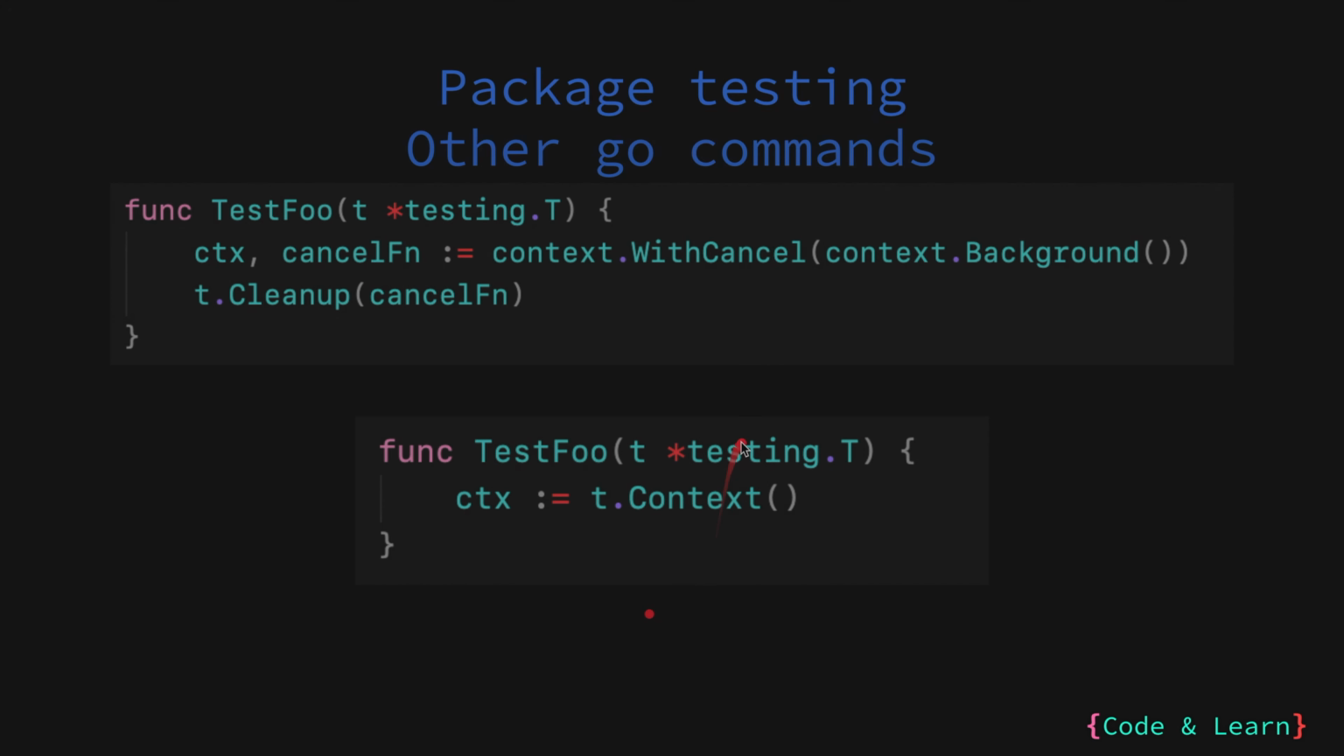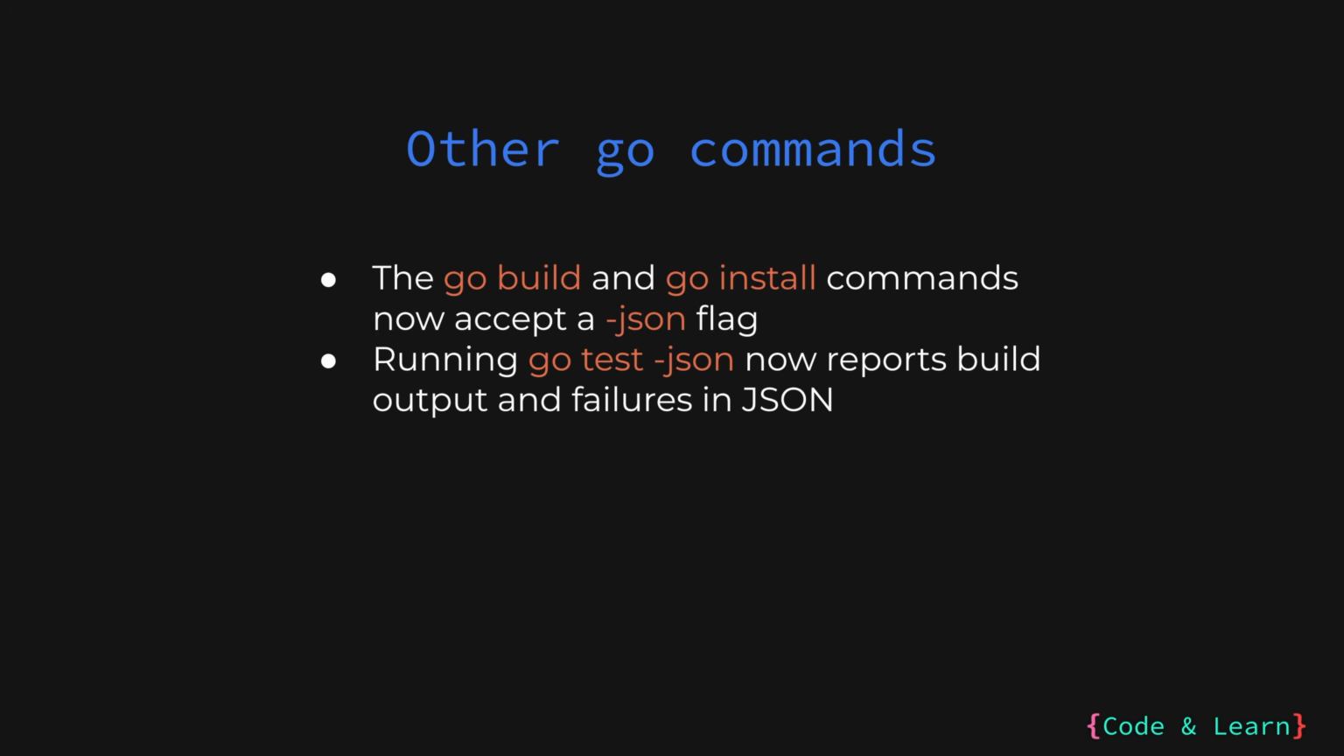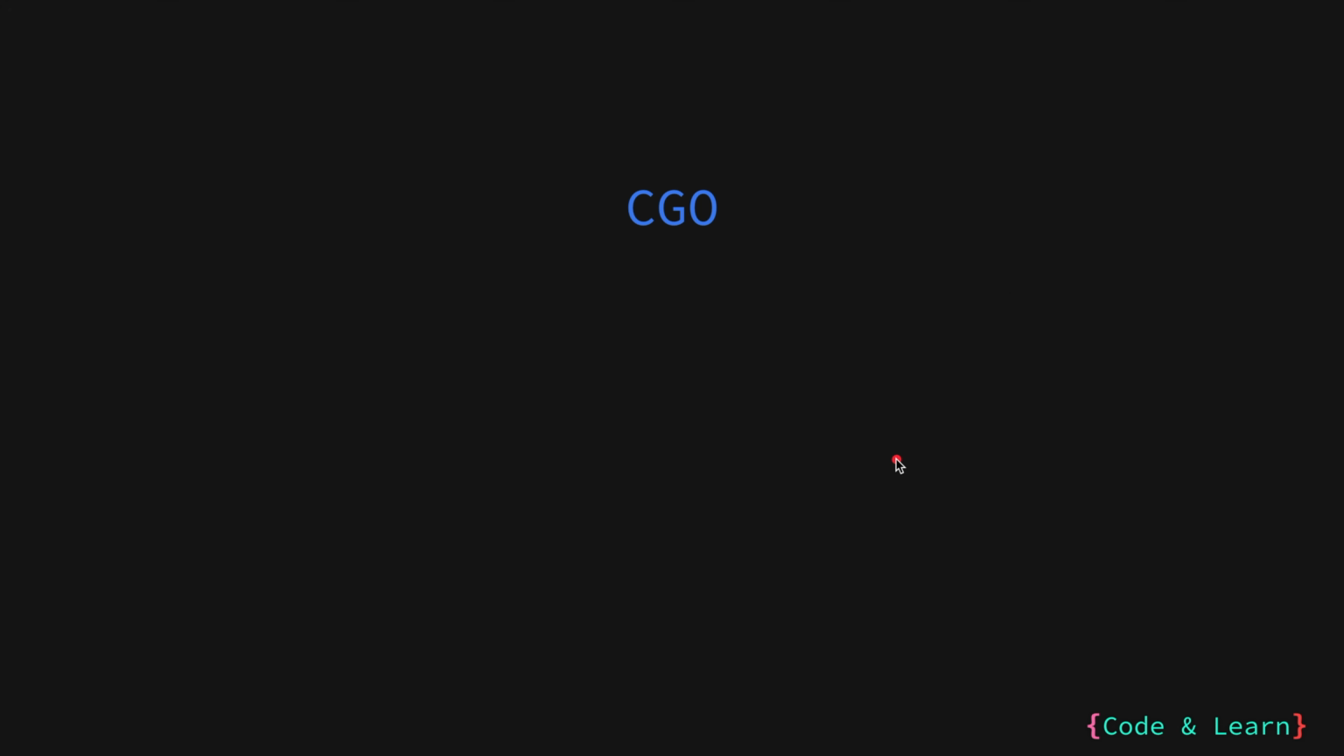a test or benchmark. Changes to the go command include that the go build and go install commands now support a -json flag that reports the build output and failures as structured JSON. Then go test -json now reports build output and failures in JSON, interleaved with test results in JSON. Two new major changes for cgo-enabled go build are the cgo noescape attribute, which informs the compiler that memory passed to a C function doesn't escape to the heap. This can allow the compiler to generate more efficient code as it doesn't need to worry about the possibility of the C function storing the pointer and using it later.